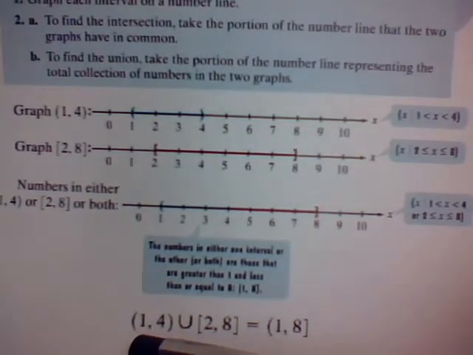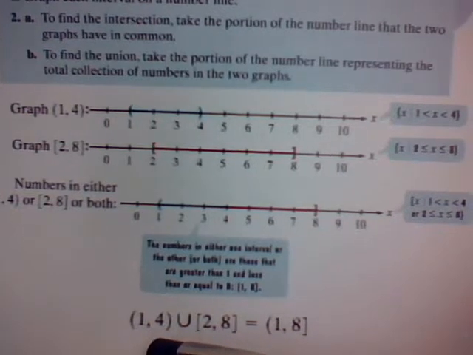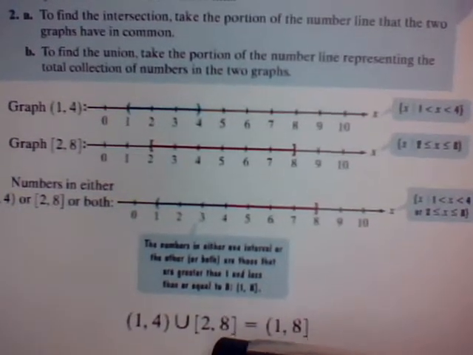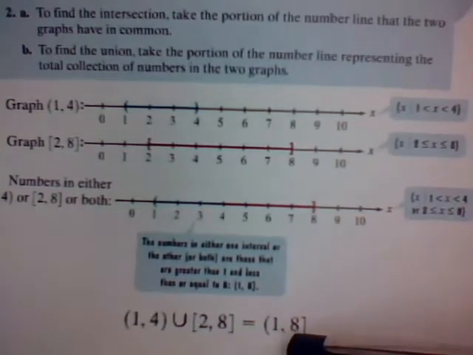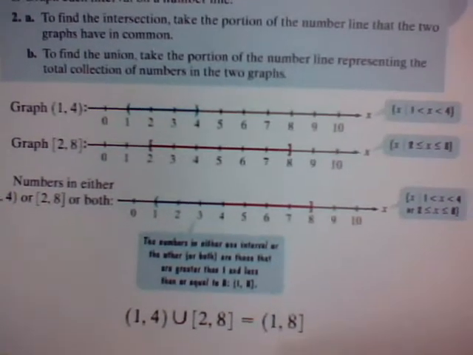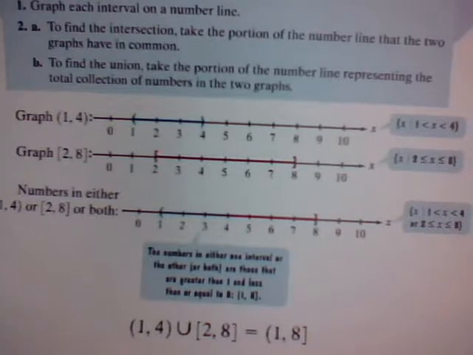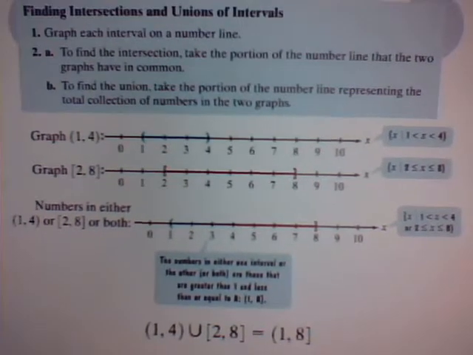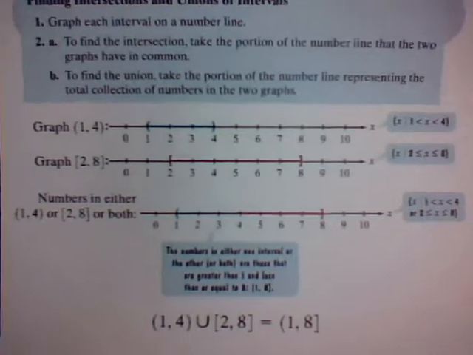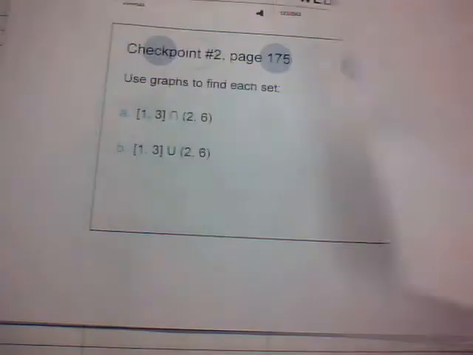So the union of the open interval (1, 4) and the closed interval [2, 8] would be the half-open, half-closed interval (1, 8]. So basically, we're just merging the two graphs together to come up with one. Let's look at another example of that.